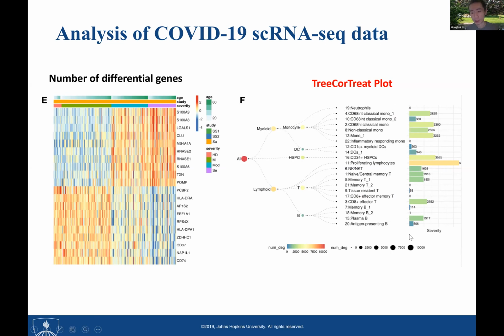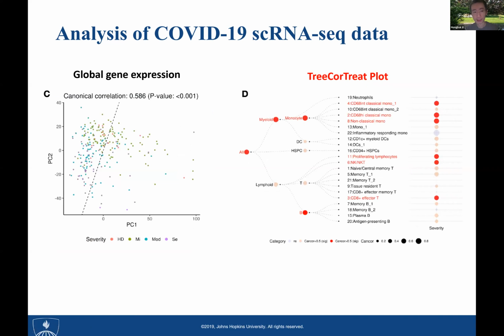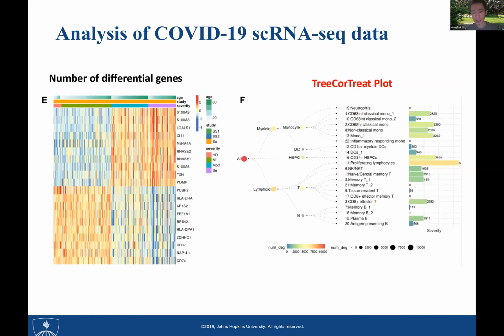And this trickle tree plot summarizes the number of differential genes we have found for each cell type. Based on this result, you can see proliferating lymphocytes show the highest number of differential genes. The other cell types that are highly associated with phenotype include, again, classical monocytes and some non-classical monocytes. Both of these cell populations have many genes that are differentially expressed between different severity levels, and also CD8 effector T cells. Many of these analyses are quite consistent with the global gene expression analysis we have.